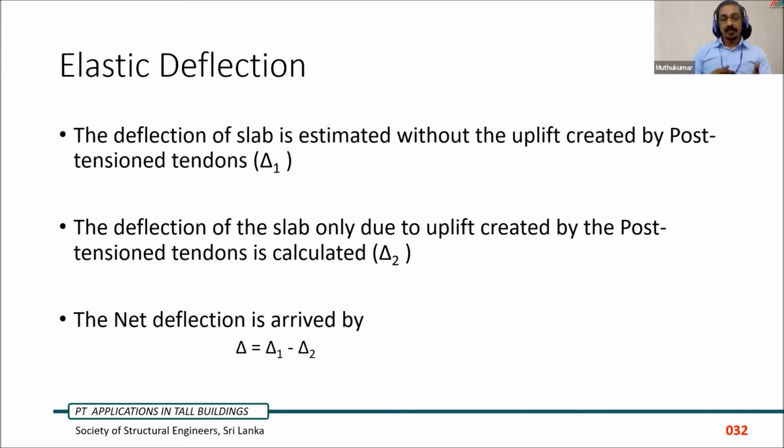Initially we check the elastic deflection. There's nothing but the net deflection from the downward load and the upward load created by the pre-tension, post-tension cables. So the net elastic deflection is arrived at using this method. After this, we need to check the cracking moment and see if there is cracking. Then crack deflection as well as long-term creep and shrinkage have to be added to this initial elastic deflection.